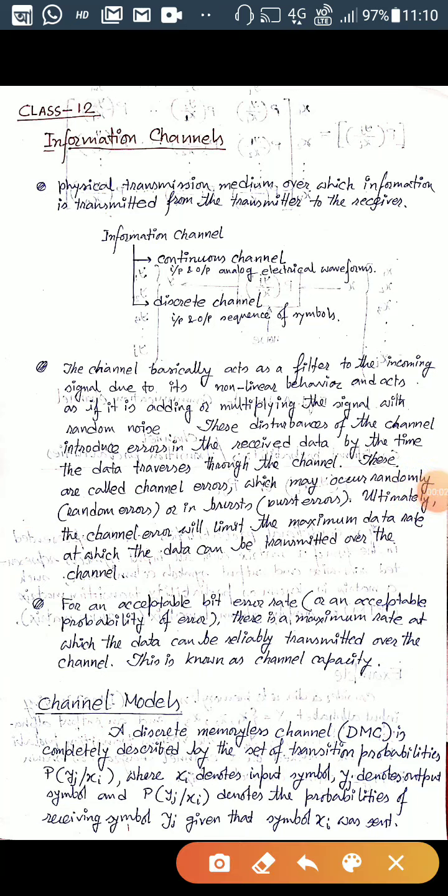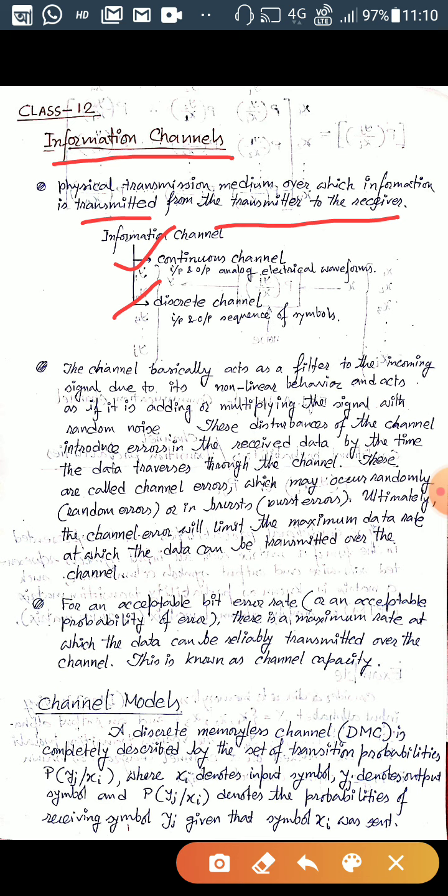Today we come together to discuss a new topic, that is the information channel. The physical transmission medium over which information is transmitted from the transmitter to the receiver is basically known as the information channel. They are broadly classified into two forms. One is the continuous channel and another one is the discrete channel.